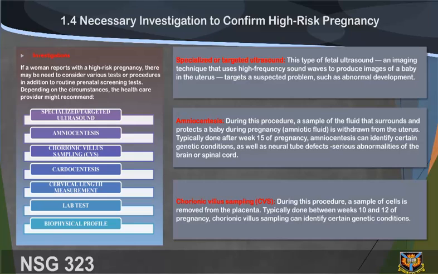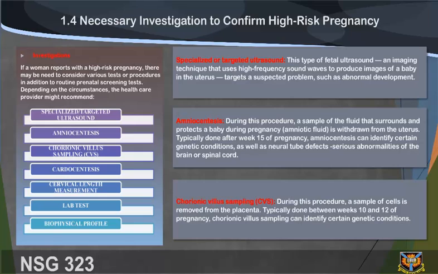1.4. Necessary investigation to confirm high-risk pregnancy. Investigations. If a woman reports with a high-risk pregnancy, there may be need to consider various tests or procedures in addition to routine prenatal screening tests. Depending on the circumstances, the healthcare provider might recommend specialized targeted ultrasound, amniocentesis, chorionic villus sampling (CVS), cordocentesis, cervical length measurement, lab test, or biophysical profile. Specialized or targeted ultrasound.